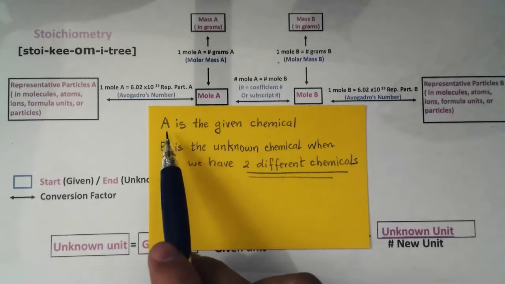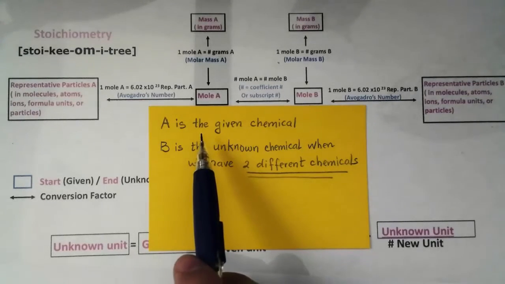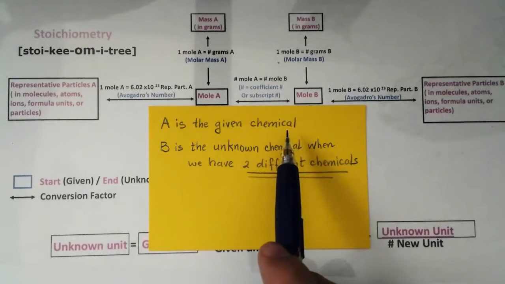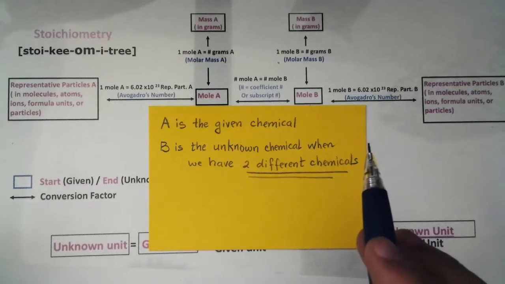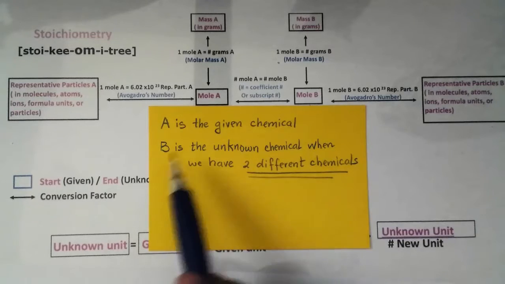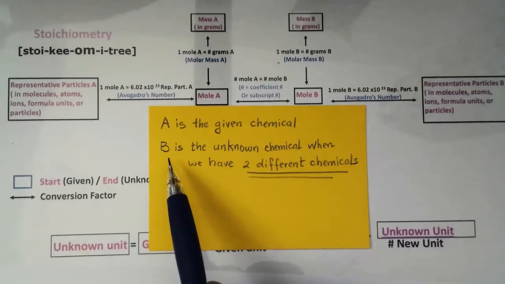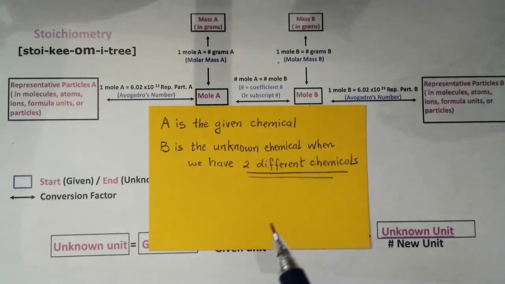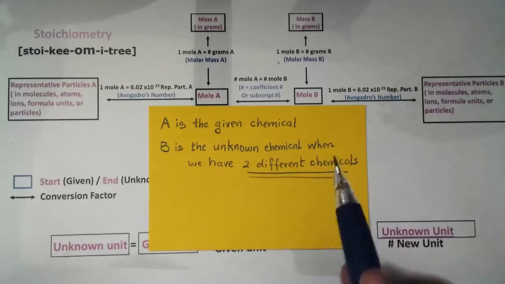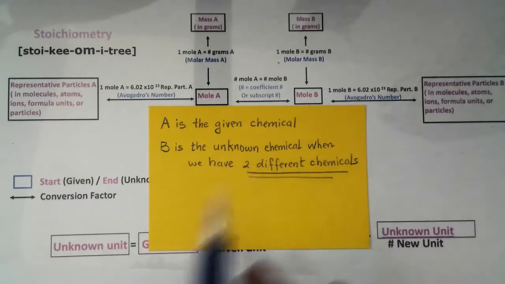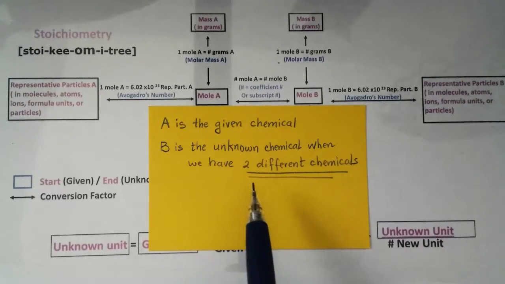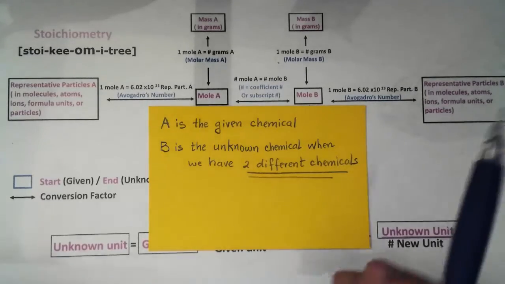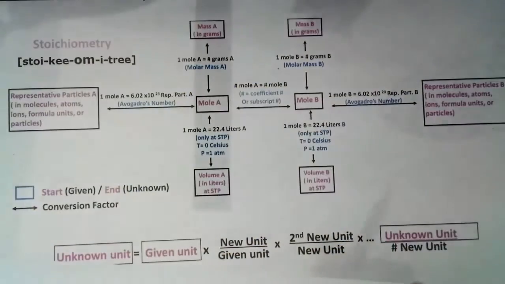That is, the letter A is always representing the given chemical. Now, because we are using two different chemicals, a new letter is introduced to us, which is the letter B. B will always represent the unknown chemical, given that we are now working with two different chemicals. But if we only work with one chemical, we don't have to worry about B at all. So keep that in mind. We only use B when we have two different chemicals based on our given and our unknown. So let's go back and look at one problem together.